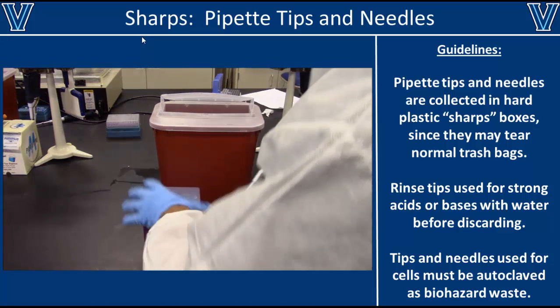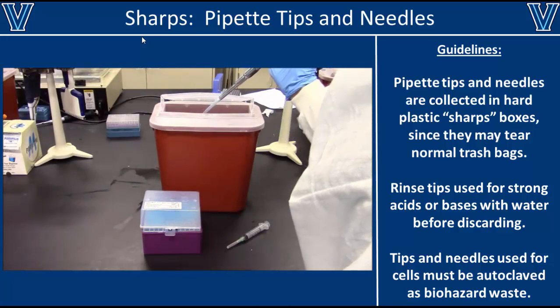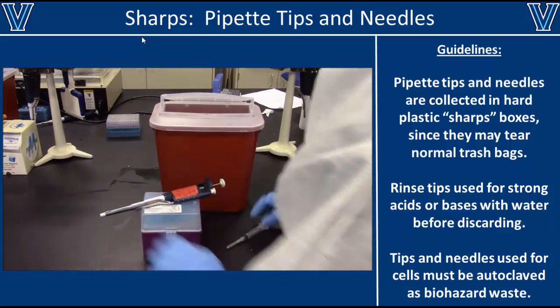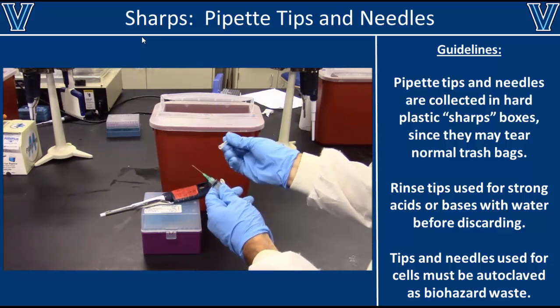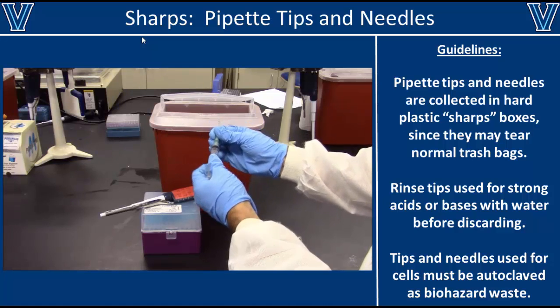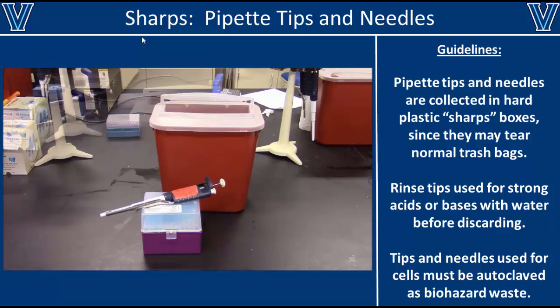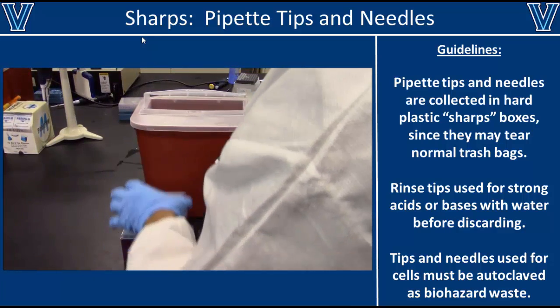If you use a pipette tip, it must be disposed of in one of the sharps boxes shown here. Pipette tips cannot be disposed of in biohazard bags because they may poke through. If you use a syringe needle, make sure you put the plastic cap back onto it, then unscrew it from the syringe, and dispose of it in the sharps box.